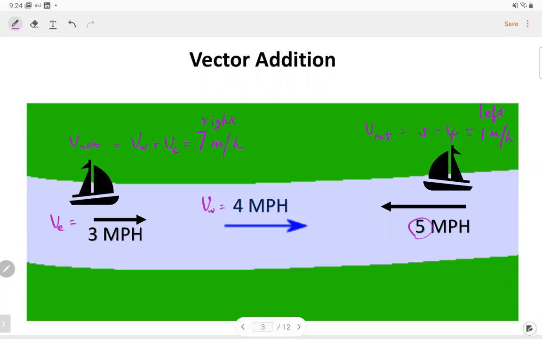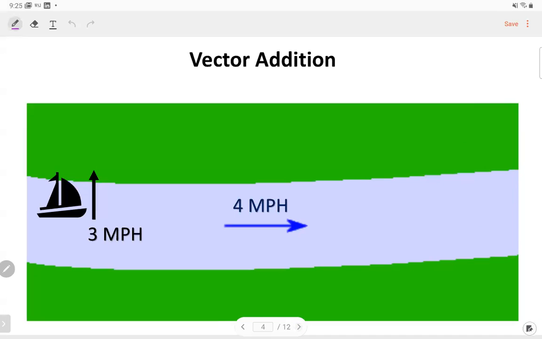Then we have another question. If they are not parallel or anti-parallel, they have an angle in between. For example, if the boat wants to go across this river, how do we get the net speed? If the engine gives the boat 3 mph going up, and the speed of the water is 4, then the net speed will give us a direction in this direction.